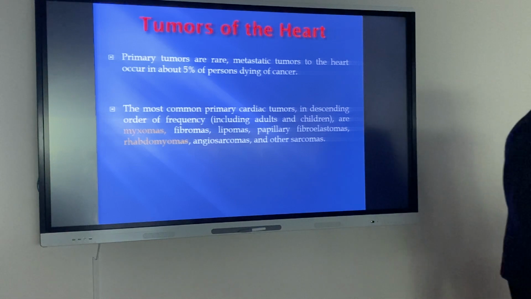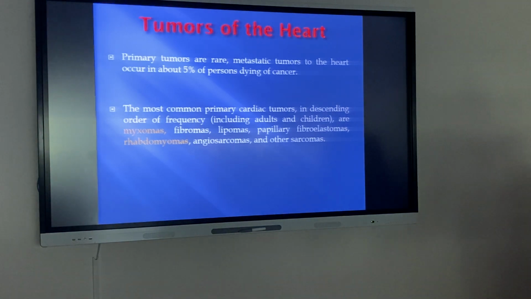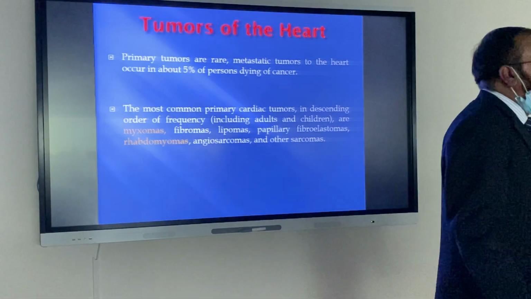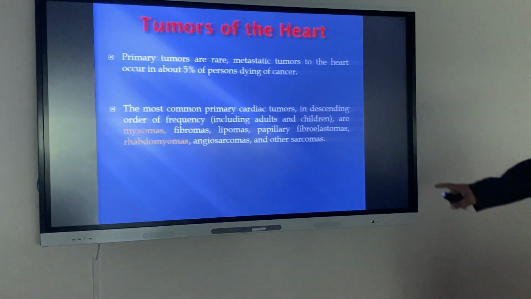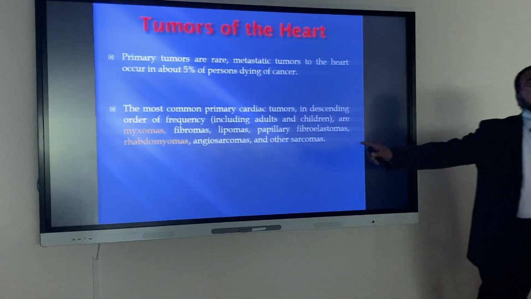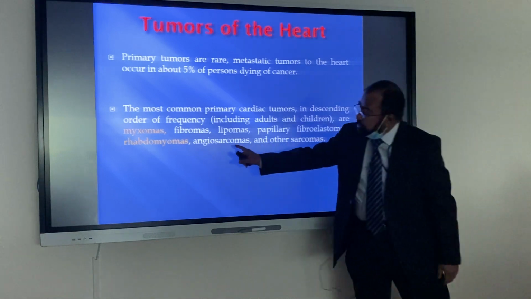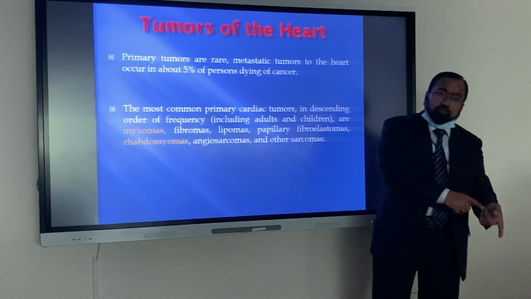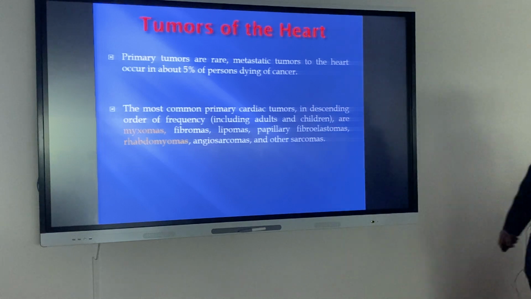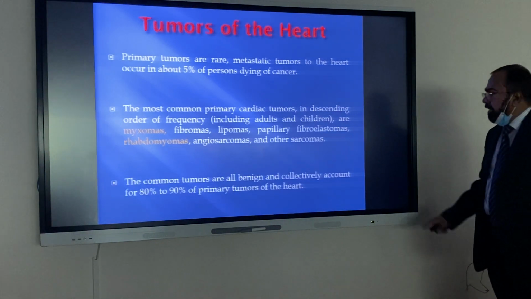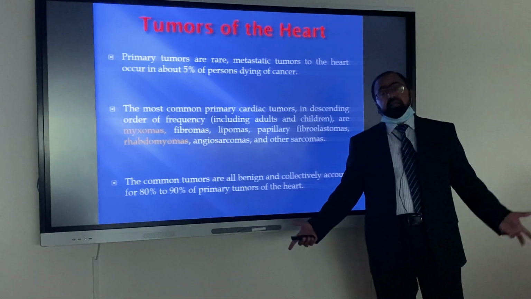I have never seen it in my professional life. Honestly speaking, I have seen it only in the textbook, but yes, angiosarcoma. I have seen multiple angiosarcomas elsewhere in the body. It's a vascular tumor, and we will discuss angiosarcoma not in the heart but in the vascular system later on today. The common tumors are all benign, as we said, and collectively account for 80 to 90%.